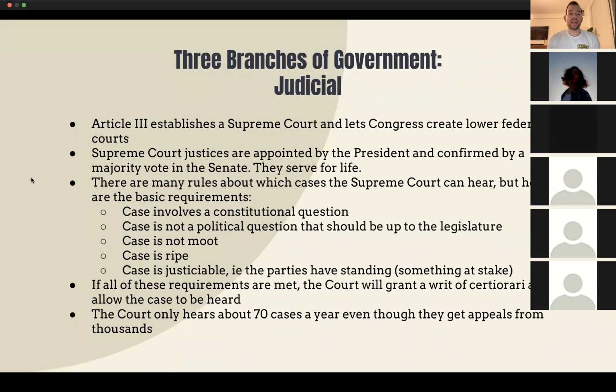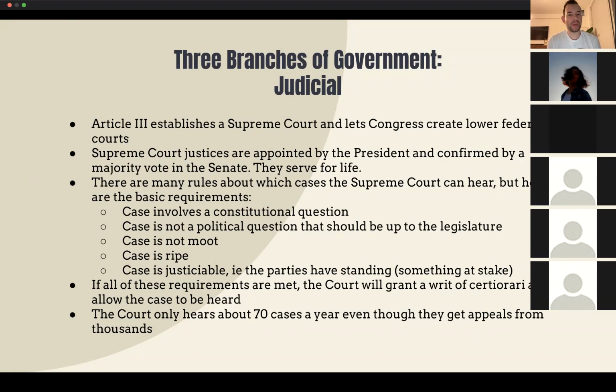You might be wondering how many cases they hear a year? Not very many. They only hear about 70 cases per year, 70 to 90 probably per year. And that number has actually been going down recently. They get appeals for thousands of cases to be heard, but they only hear about 70.